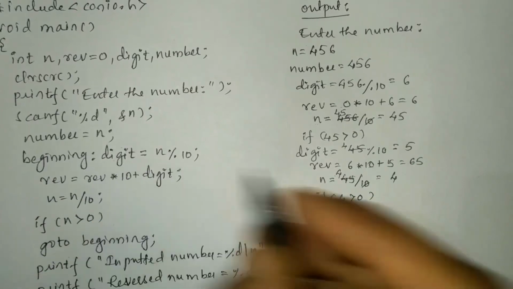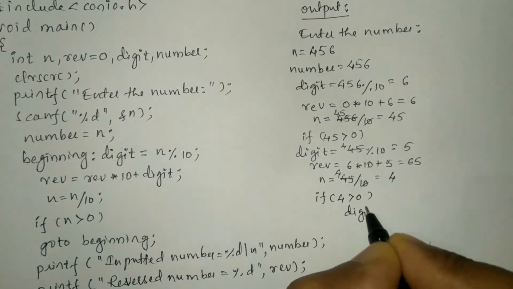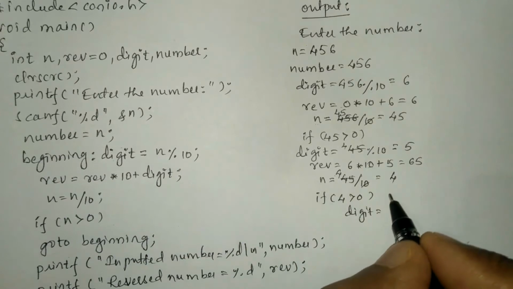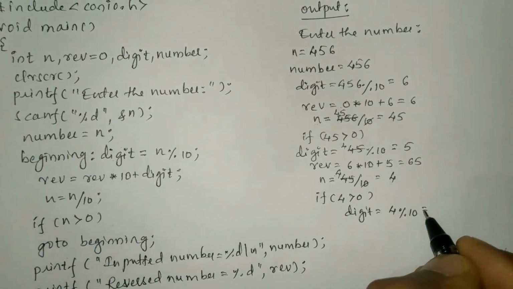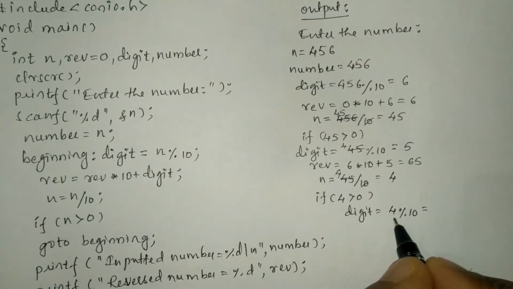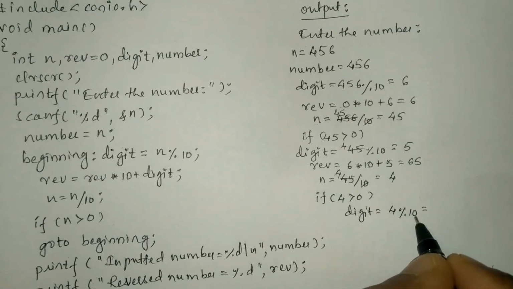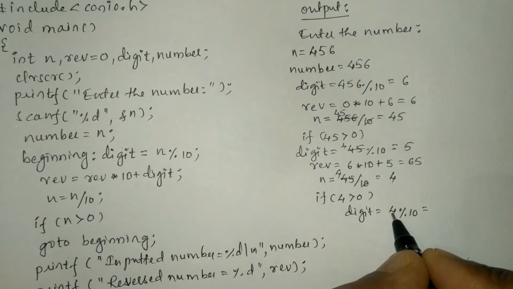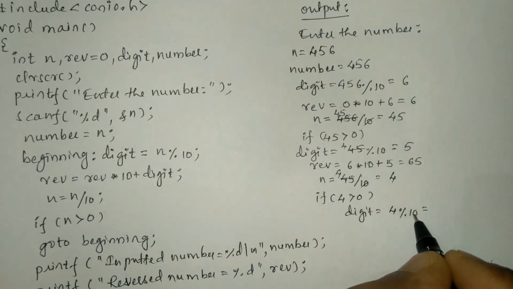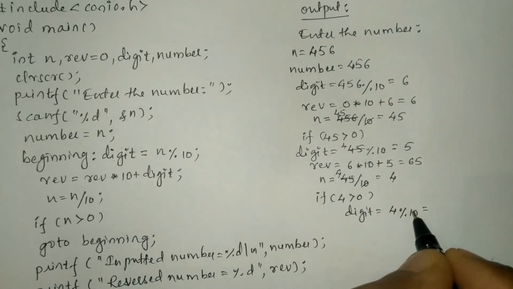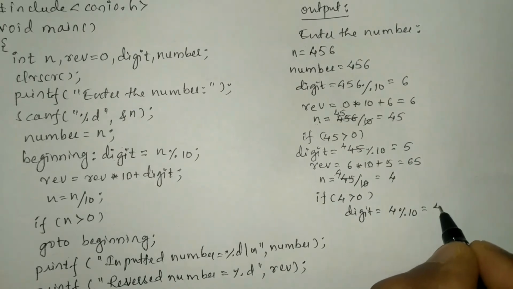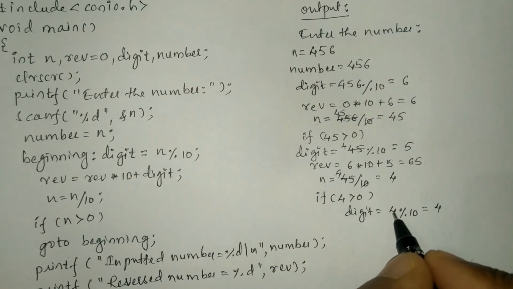Once again it is going to execute these three statements. So now we'll write digit is equal to, now n value is what? N value is 4. So 4 modular division by 10. Here you can see you cannot divide 4 by 10 because the numerator is less than the denominator. The basic rule of mathematics says that when the numerator is less than the denominator, then the numerator acts as the remainder and the quotient becomes 0. So here 4 will be the remainder and quotient will be 0.